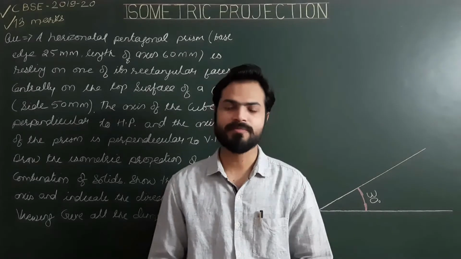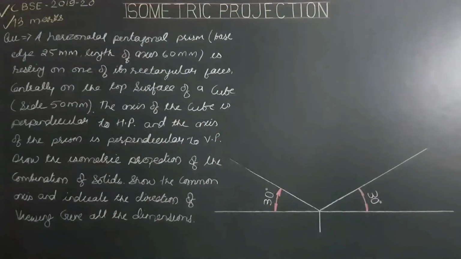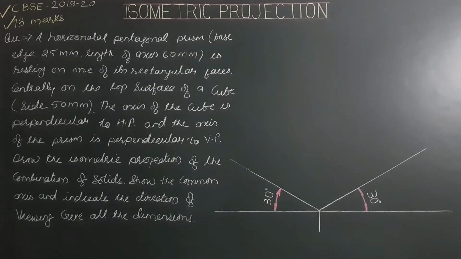Today we are going to solve a problem from last year's question paper which was asked for 13 marks. Let's see the problem. A horizontal pentagonal prism, base edge 25 mm, length of axis 60 mm is resting on one of its rectangular faces centrally on the top surface of a cube. Side is 50 mm. The axis of the cube is perpendicular to HP and the axis of the prism is perpendicular to VP. Draw the isometric projection of the combination of solids. Show the common axis and indicate the direction of viewing. Give all the dimensions.